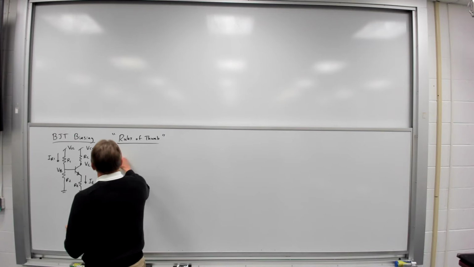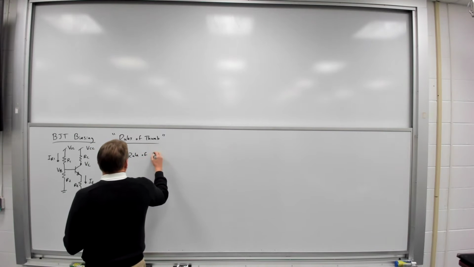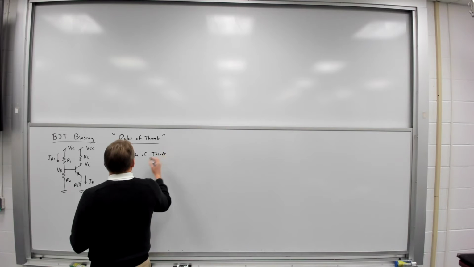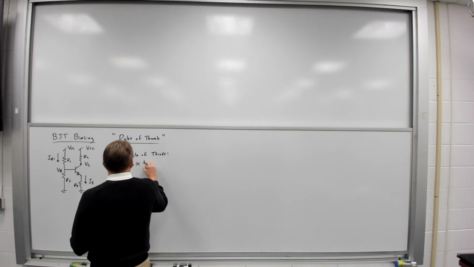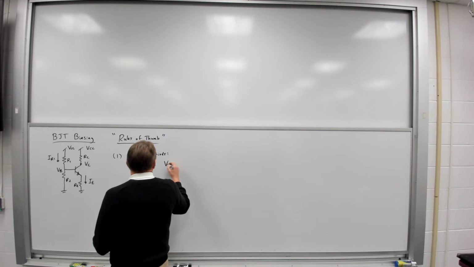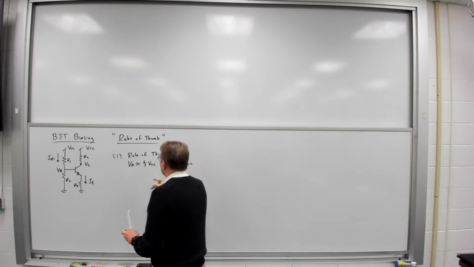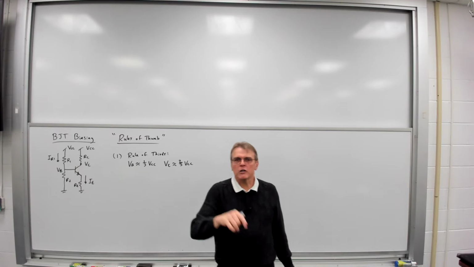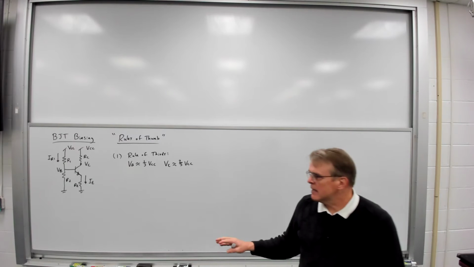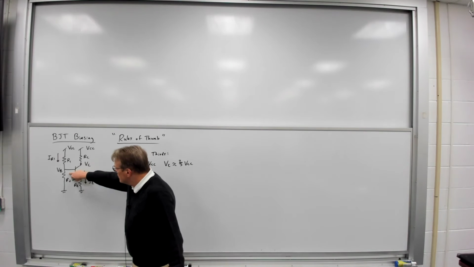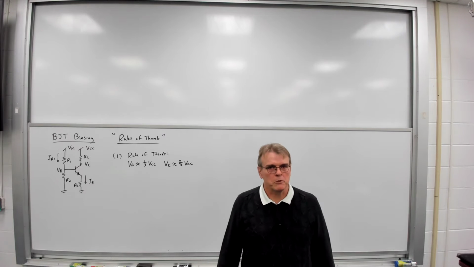As we mentioned before, first of all is the rule of thirds, where VB is approximately 1/3 VCC and VC is approximately 2/3 VCC. As we mentioned before, that is a good compromise between dynamic range and also making the circuit insensitive to changes in delta VBE, or in the base emitter voltage due to temperature.